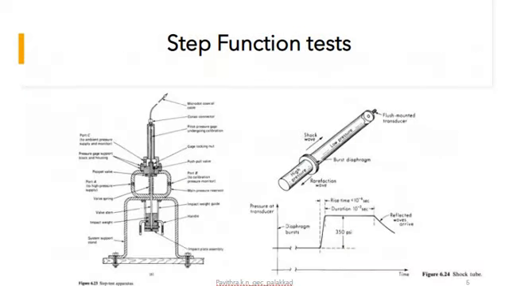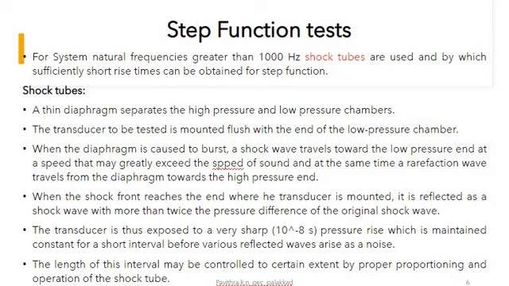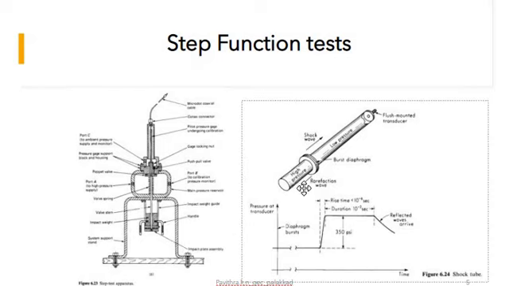That is, at this end of the low pressure chamber, we are mounting the transducer which is flush mounted. So what will happen when this diaphragm is burst? At that time a shock wave will be formed, and this shock wave will travel towards the low pressure end at a speed that may greatly exceed the speed of sound, and at the same time a rarefaction wave will travel from the diaphragm towards the high pressure end.